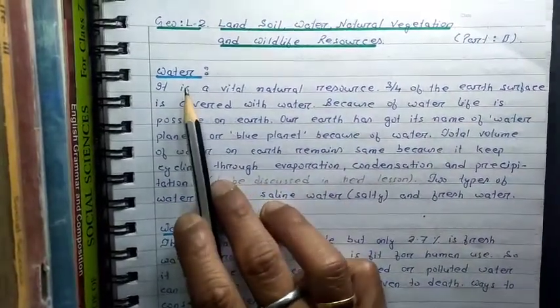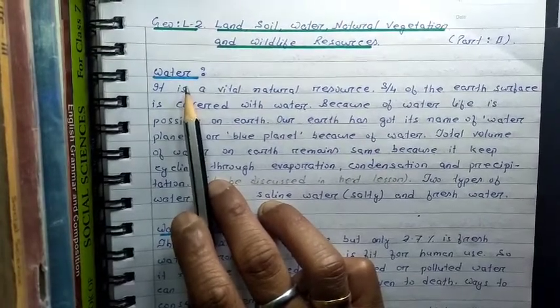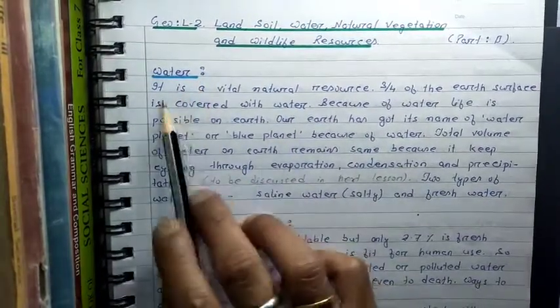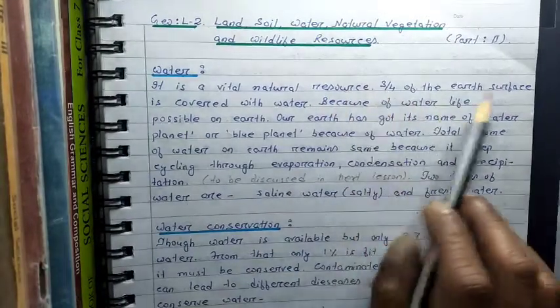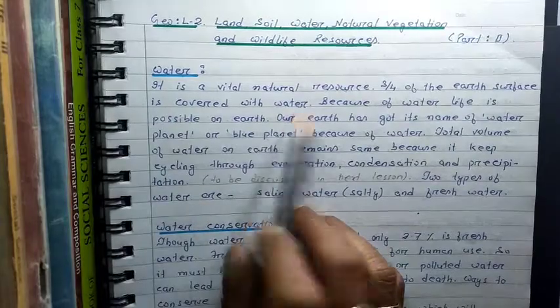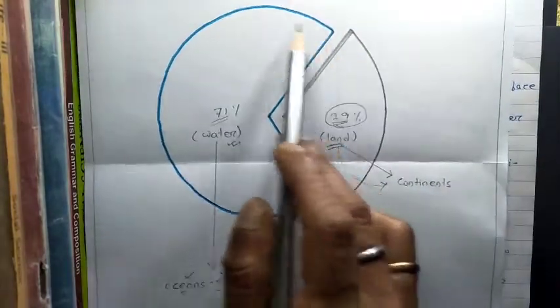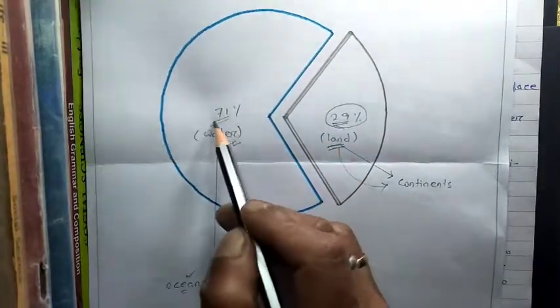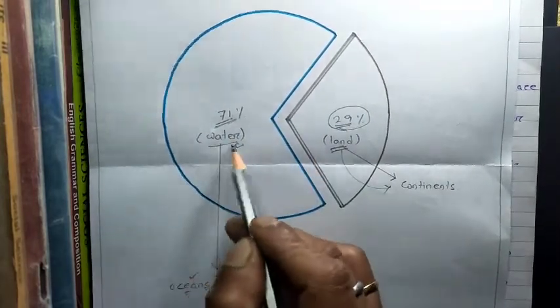Everybody knows about water. It is one of the most important things which help to sustain life. It is a vital natural resource. 3/4 of the earth's surface is covered with water. As already explained in your first video, if we consider our earth's surface, 71%, the majority of the earth's surface, is covered by water.